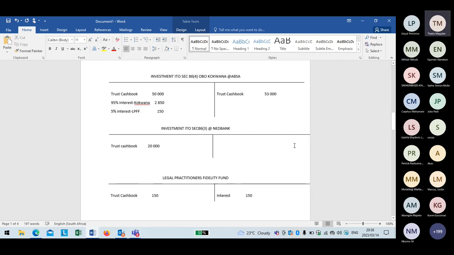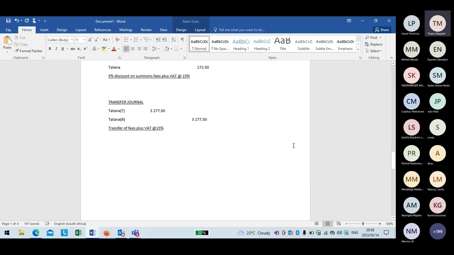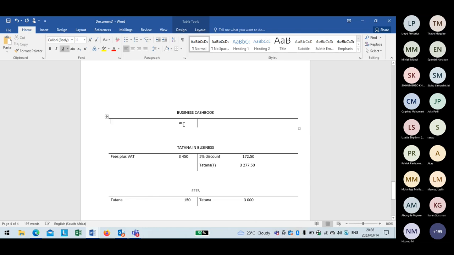And then you go to the business cash book and debit. And your narration will simply be X trust cash book. Sum of 3277.50. X trust cash book 3277.50. This simply means that this transfer comes from the trust cash book.